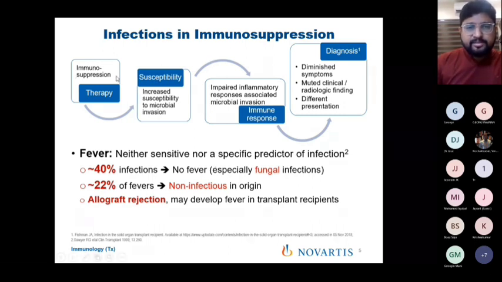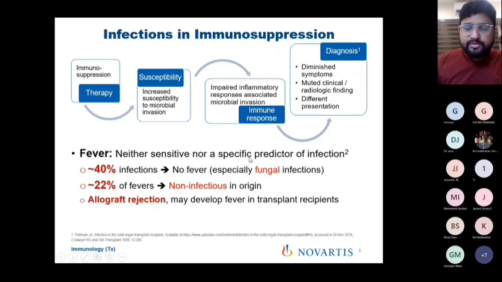The problem is the therapy is making the patient susceptible to microbial invasion. Because of impaired inflammatory response, this patient is prone to infection. And it is very difficult because most of the time, because of immunosuppression, there are diminished symptoms, different radiological findings, different presentation. For example, take a very simple symptom like fever: it is neither a sensitive nor a specific predictor of infection. In these patients, 40% of the infections don't present as fever, especially the fungal infections. And 22% of the fevers are mostly non-infectious in origin. And we all understand that allograft rejection can also cause fever in transplant recipients.